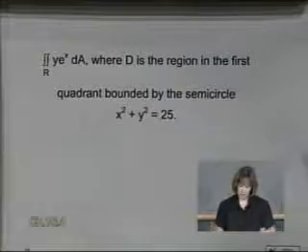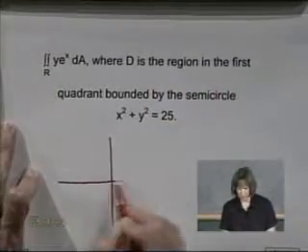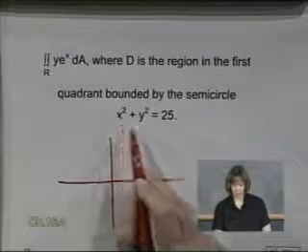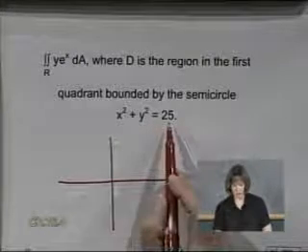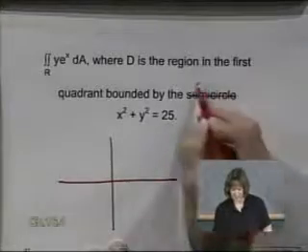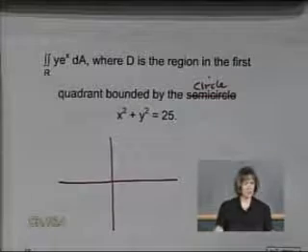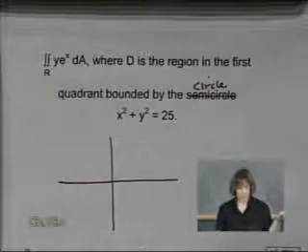This one, let's draw the region first. The region is the first quadrant bounded by the semicircle, x squared plus y squared equals 25. I don't know why they say bounded by the semicircle. It should be saying bounded by the circle, because x squared plus y squared equals 25 is the circle of radius 5.